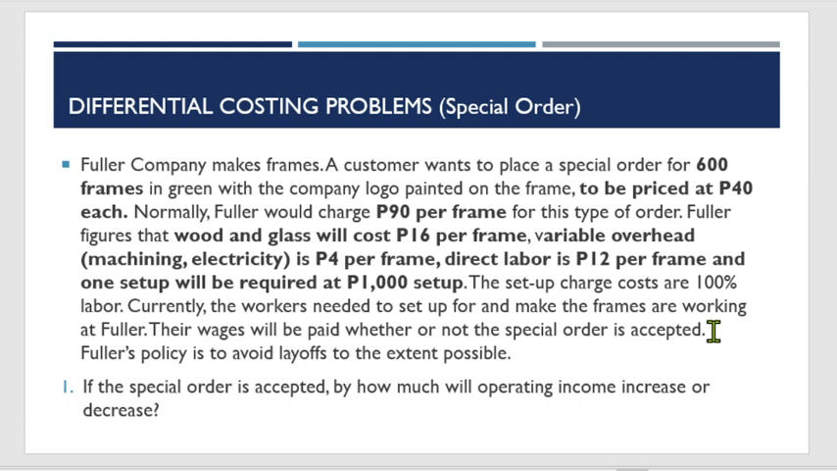So in this item, ang tinatanong is the operating income, whether it will increase or decrease. So based on our analysis, 40 minus 16 minus 4 is 20. So 20 ang magiging additional profit mo dyan. You multiply it to ilan ba? Ilan ang in order? 600. So 20 times 600 is 12,000. That will be an increase on your operating income. So the answer for this is 12,000 increase in operating income. Okay.